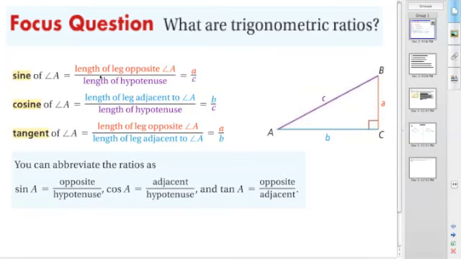Welcome back. This is more explanations about the trigonometric ratios called sine, cosine, and tangent that we've been studying. So again, remember sine, cosine, tangent, they're ratios, and they all refer to a reference angle.